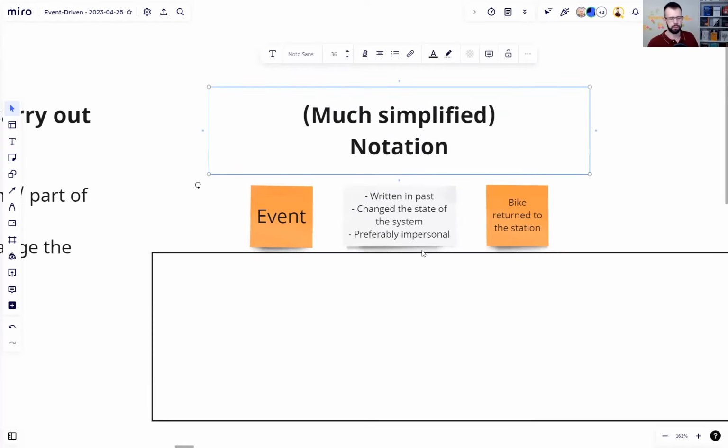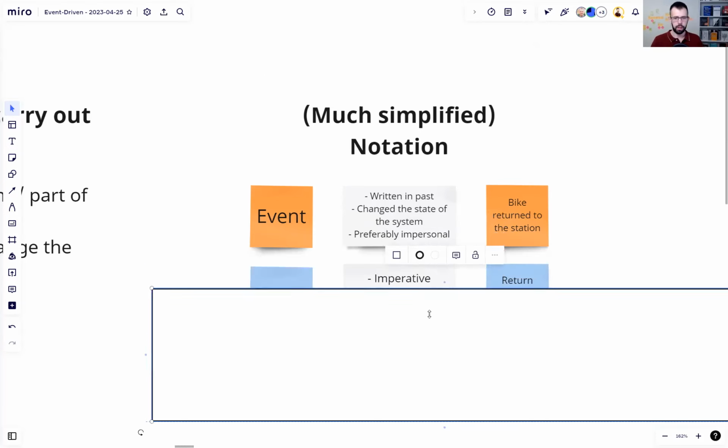And very preferably, something is not possible, but usually it is. We want to write this in an impersonal way. So we just write that bike returned to the station, but not who actually returned it.